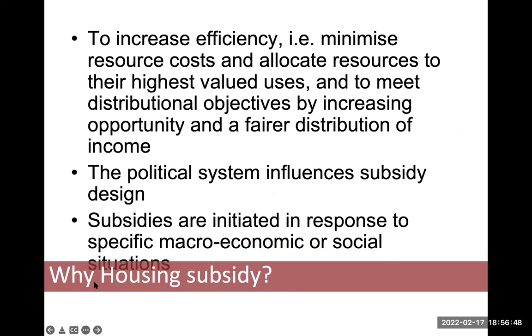In order to increase efficiency, for example, to minimize resource costs and allocate resources to their highest valued uses, and to meet distributional objectives by increasing opportunities. In this context, a much fairer distribution of income would be generated. So this is one of the important ways to increase total efficiency, right?